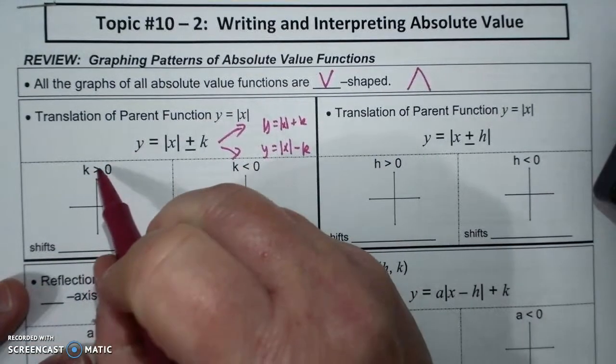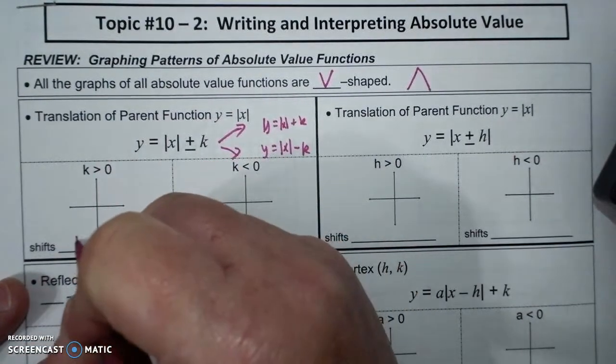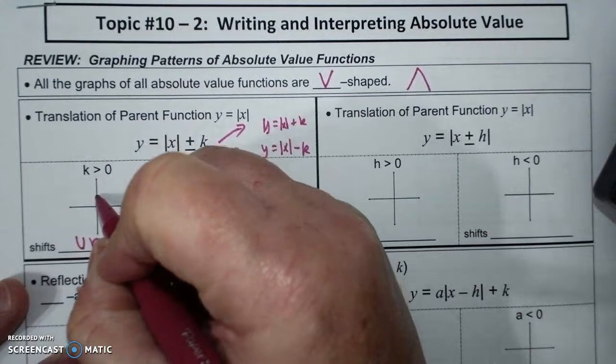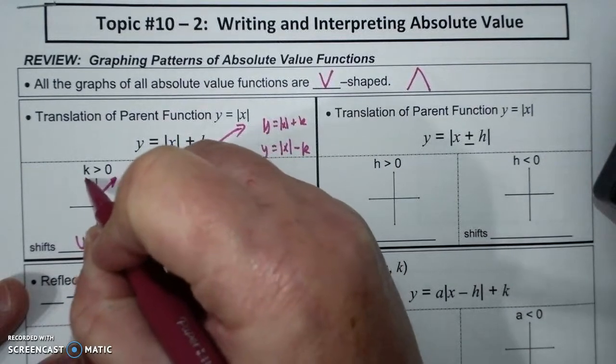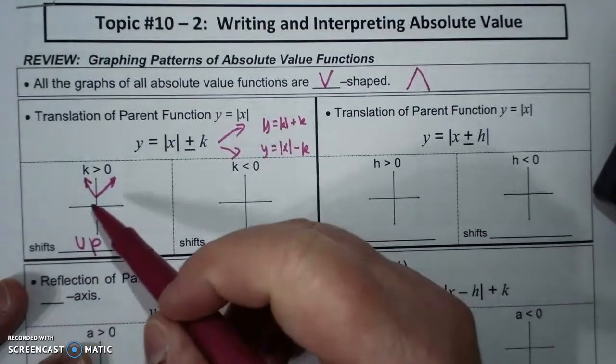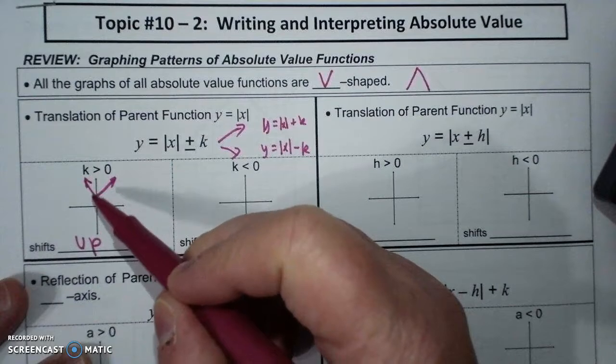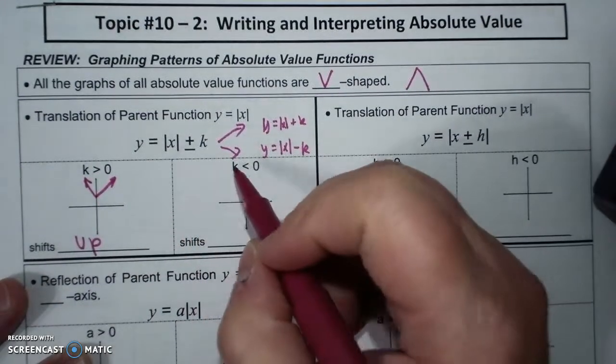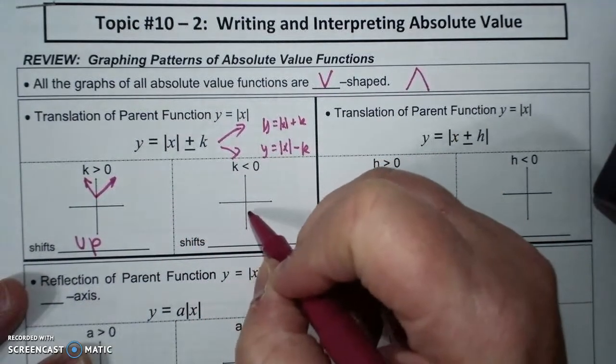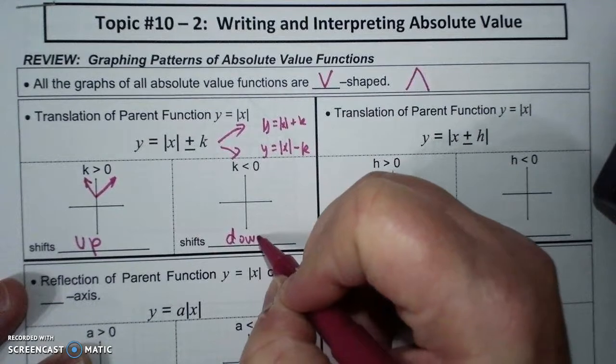affects the up and down. So when k is greater than 0, it is going up. It can be anywhere along the y-axis, above in the positive. And when k is less than 0, it shifts the parent function down.